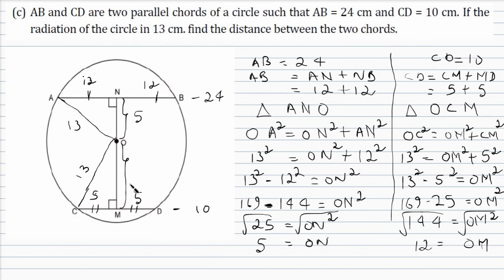Okay, so we have solved for ON and OM. OM is nothing but 12, what we have found. And ON is 5. So the distance, as asked in the question, between the two chords is NM. NM is nothing but ON plus OM. ON we have solved as 5, and OM we have solved as 12. So 5 plus 12 is 17. So the distance between the two chords is 17 centimeter.